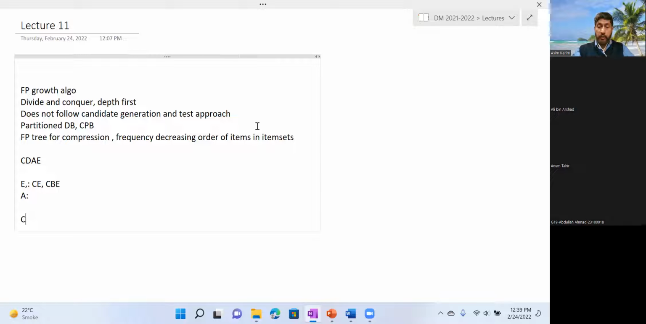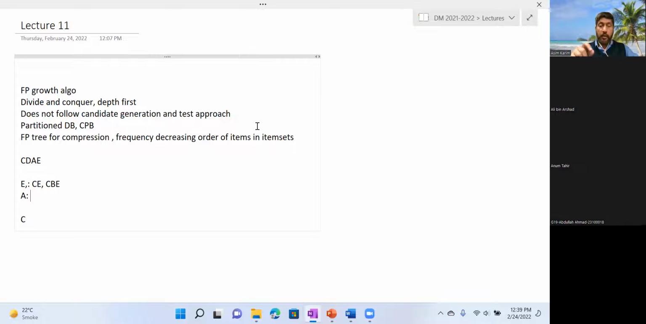So of course, when you reach C, C would be the most frequently occurring single item, and you go into its database and find any other item sets that co-occur with C frequently, and you will obviously form longer item sets from that.